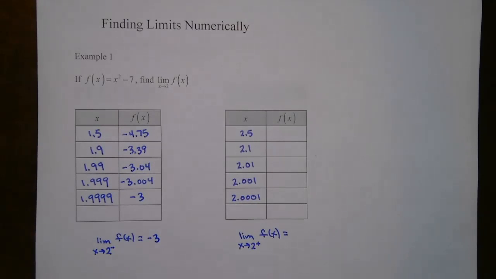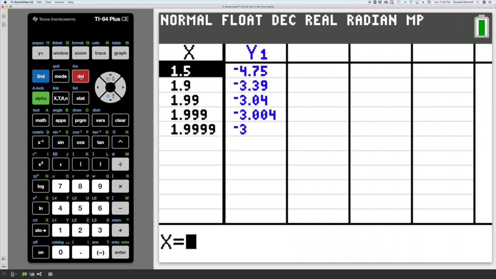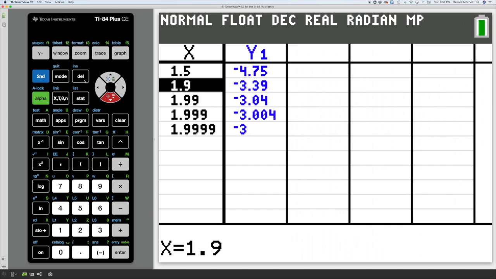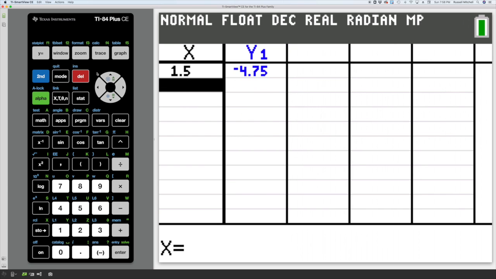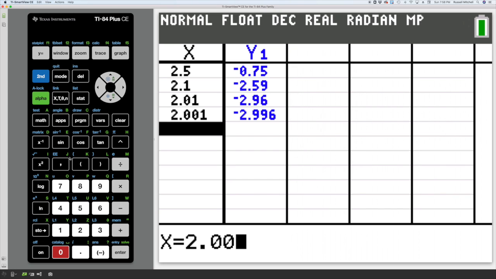Okay, let's go back to our graphing calculator and then let's put in this one. What you want to do is go back on top of the 1.5, and I'm just going to clear out all my entries, or delete. And go on top of the 1.5 and delete that one. Okay, so now I'm going to type in 2.5 and then 2.1 and then 2.01 and then 2.001 and then finally 2.0001.